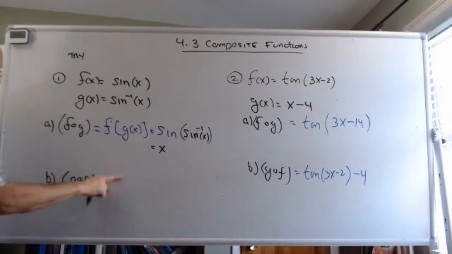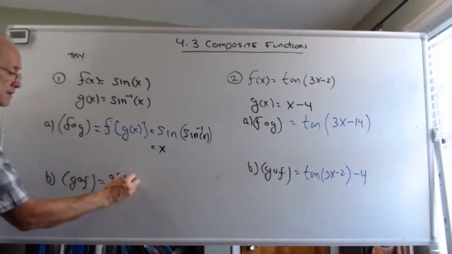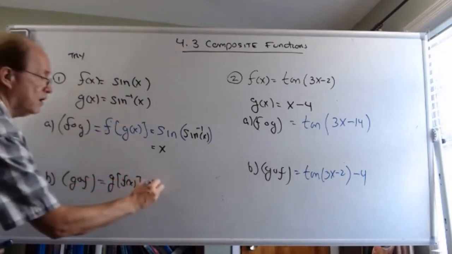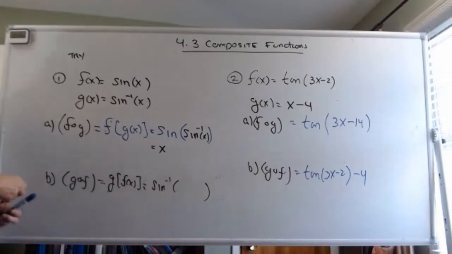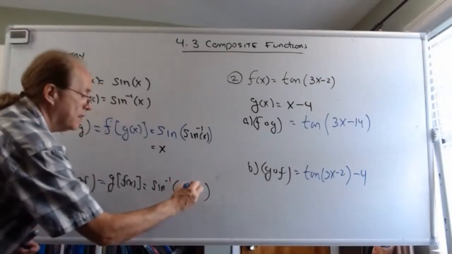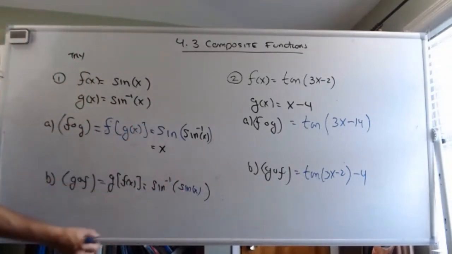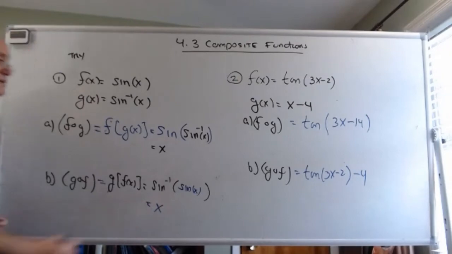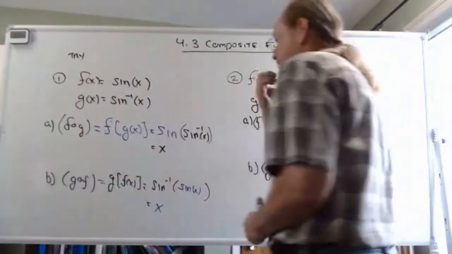Similarly over here, this is g of f of x. Well, g is my arc sine of my input. Now my input is my sine function. The arc sine of the sine cancels out to just give me x. All of this.